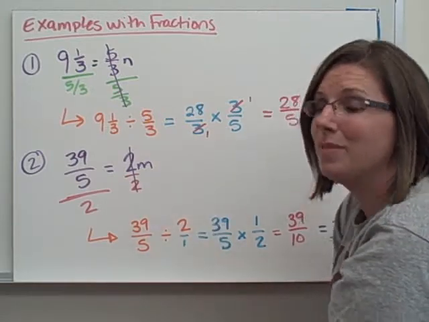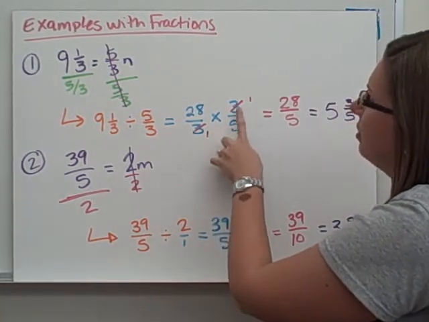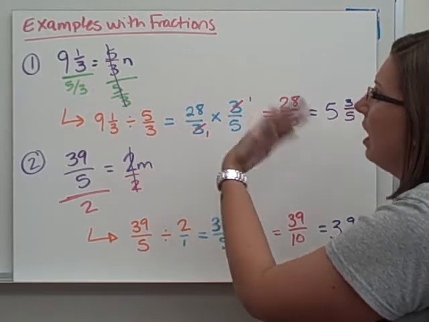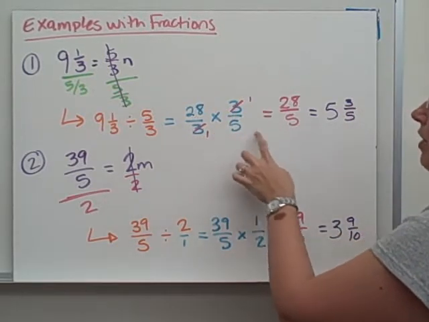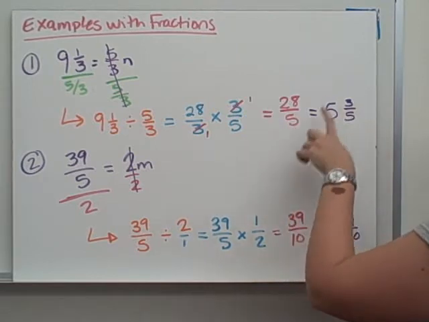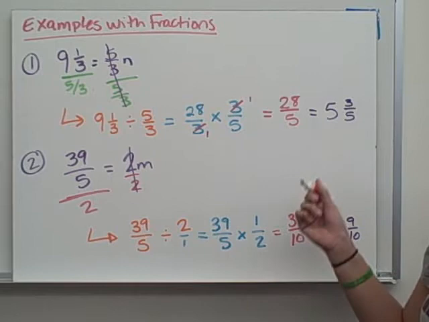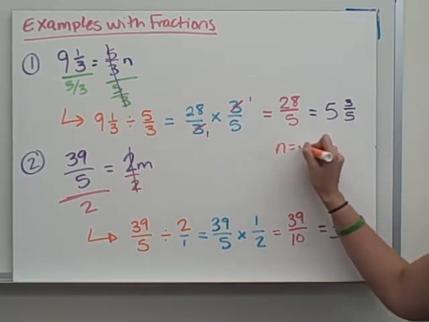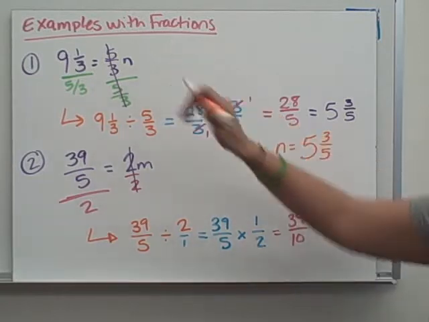That's a lot of steps. Again, I can cross-cancel. 3 goes into 3 one time, 3 goes into 3 one time. So now I just multiply: 28 times 1 is 28, 1 times 5 is 5. And then reduce so that my answer isn't an improper fraction. My variable was n equals 5 3/5. That's the answer to my equation.